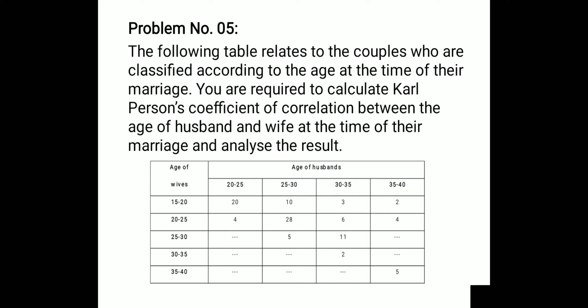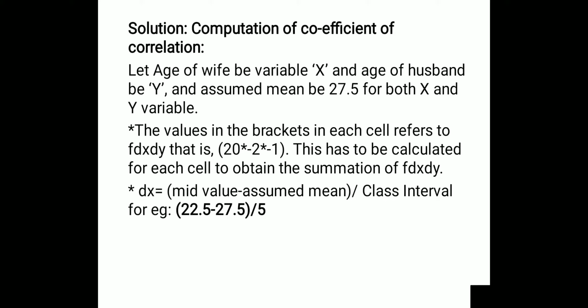So this is the table which is given in the form of a problem. You can see a bivariate table in this problem. You are given the age of the wives and age of the husbands in a continuous series, and the values in the center of the table are the frequencies. Now, let us move on to the solution.